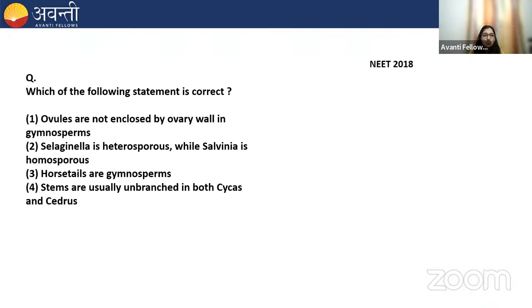So the question says, which of the following statements is correct? They're asking about the correct statement. Option one is ovules are not enclosed by the ovary wall in gymnosperms. Option two is Selaginella is heterosporous while Salvinia is homosporous. Option three is horsetails are gymnosperms. Option four is stems are usually unbranched in both Cycas and Cedrus. What do you think? What will be the correct option?